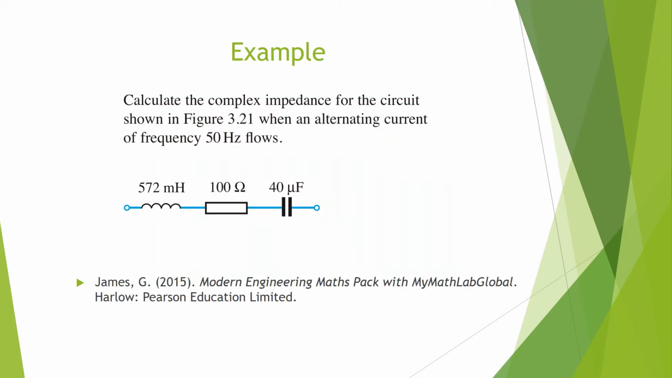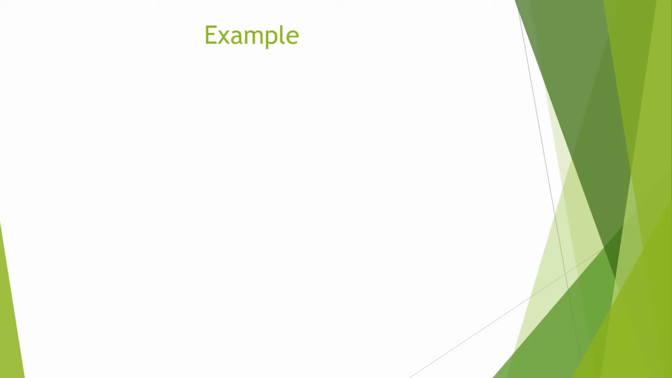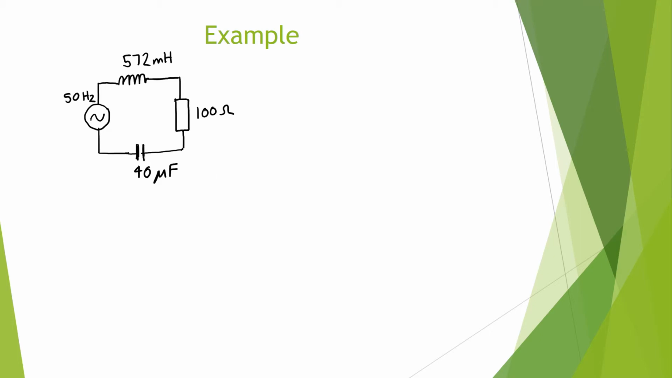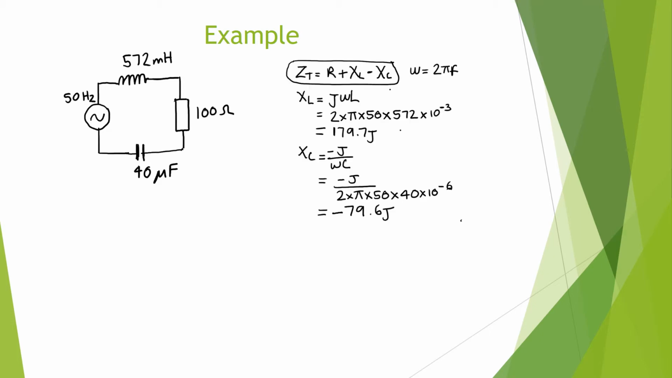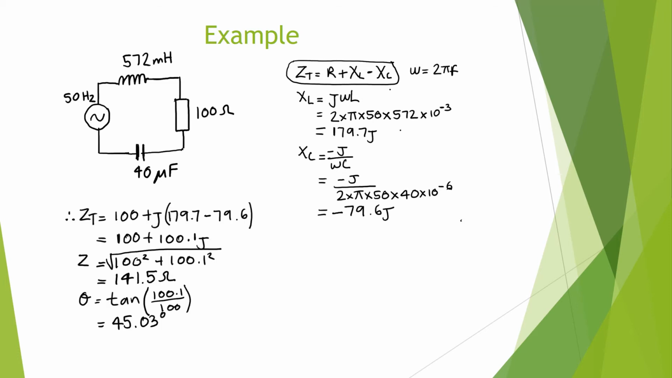So here's an example. We're going to calculate the complex impedance for the circuit below. This is known as the RLC circuit. Here in the top left we have our circuit, and this is how we work out the total impedance. You add the resistor plus the reactance of the inductor minus the reactance of the capacitor. Once we work everything out, we've got our magnitude, which is changed to polar form. We have 141 ohms at 45.03 degrees.